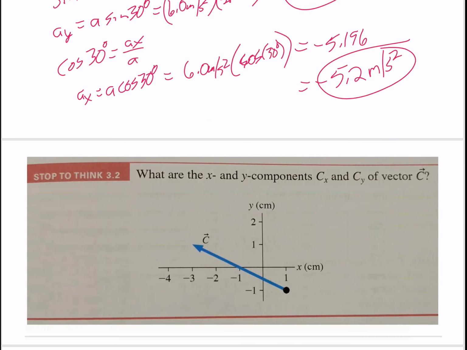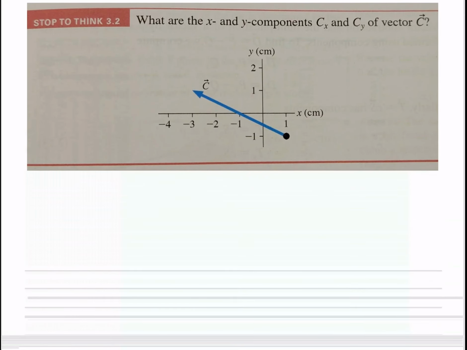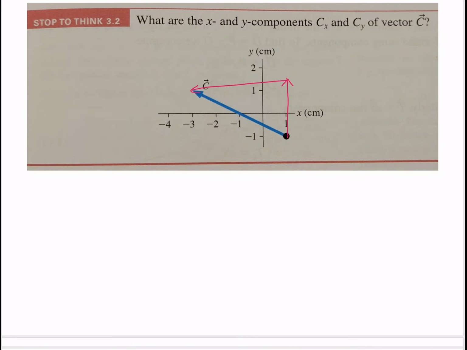Okay, next one. What are the x and y components, C sub x and C sub y, of this vector? What do we do? From here, we're going to go up and then left. When we went up, that was C sub y, and this is C sub x. So what do you get for C sub y? We don't have an angle, so it's just theta.